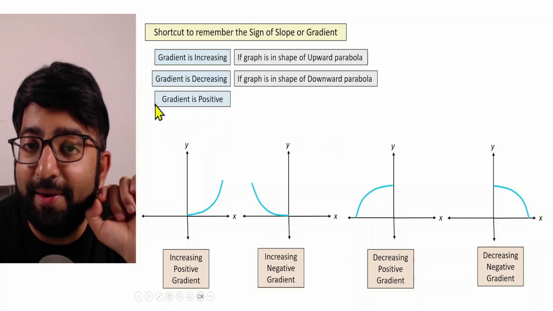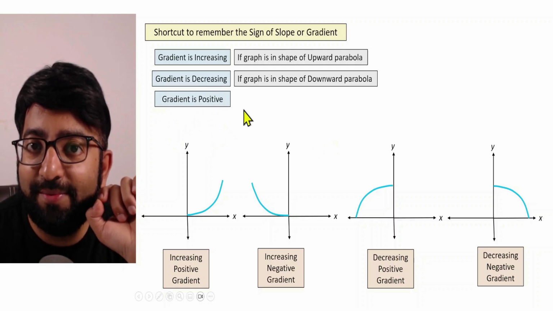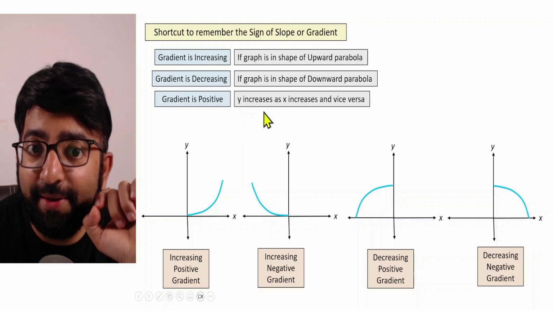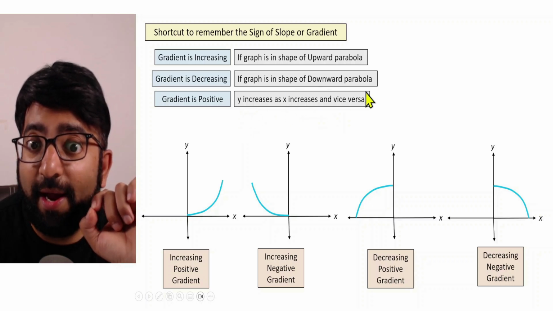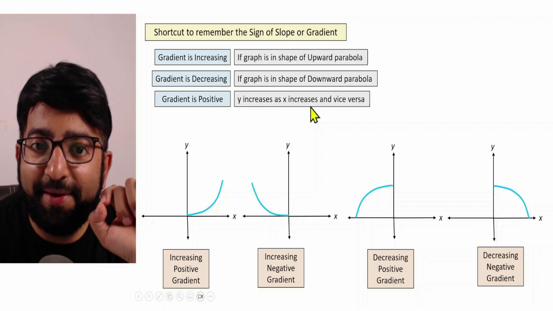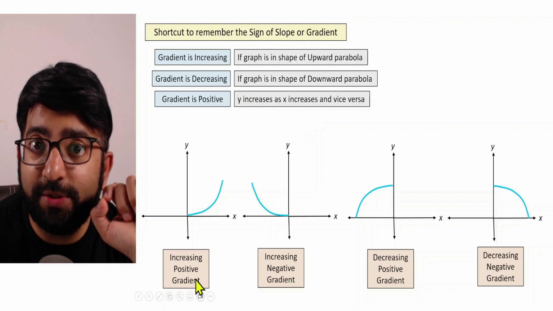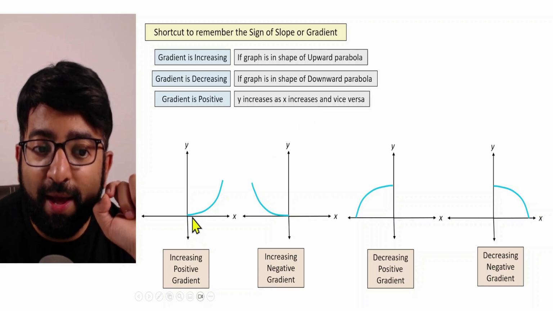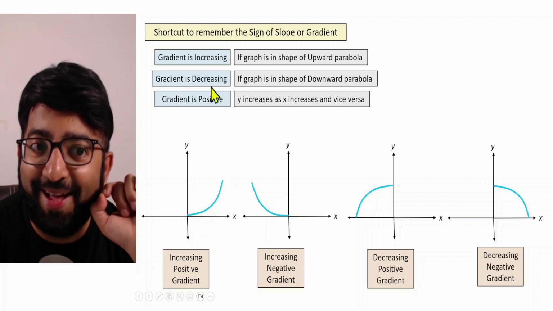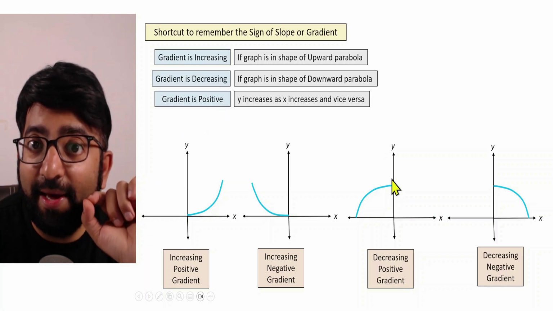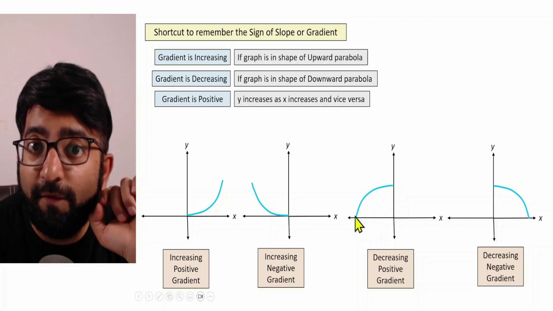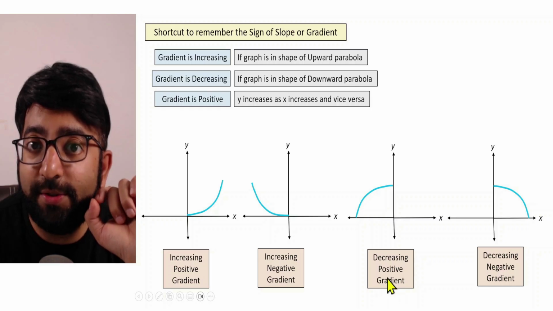Next, if the gradient is positive, how do we figure that out? What is the shortcut to remember that? The shortcut is y should increase as the value of x is increasing and vice versa, which means y should decrease as x is decreasing. Let us analyze this. So over here, this is a positive gradient. In the graph, you can see as the value of x increases, the value of y keeps on increasing. That's why the gradient is positive. And in case 3, you can also see that as the value of x is increasing, the value of y is also increasing. That is why it is a positive gradient.